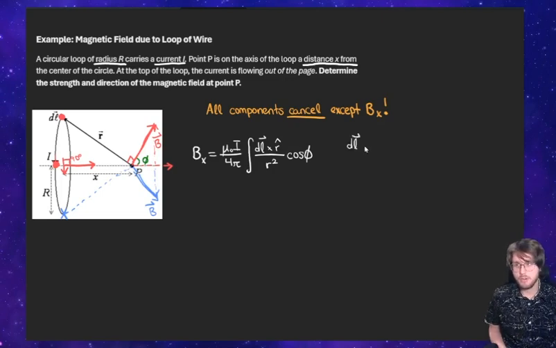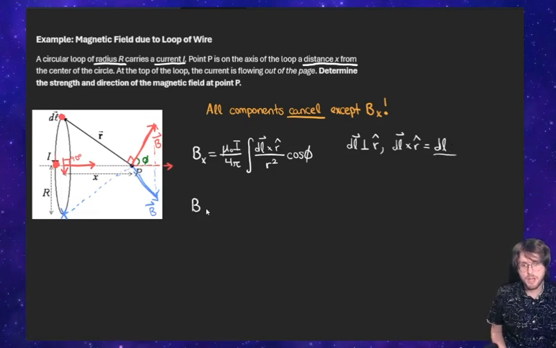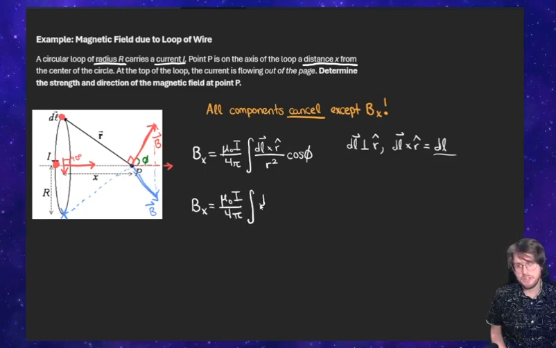So we can safely say that dl here is perpendicular to r. So since dl is perpendicular to r hat, we can say dl cross r hat is just equal to dl. There's no need to deal with the r hat anymore. There's no need to deal with the sine theta involved with the cross product here. It's just dl. So rewriting our equation then, we've got Bx equals mu naught I over 4 pi times the integral of dl over r squared times cosine of phi.